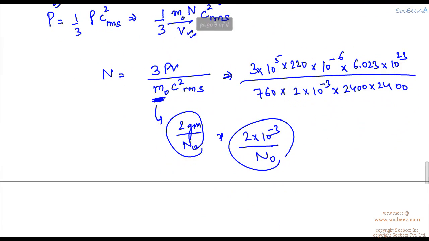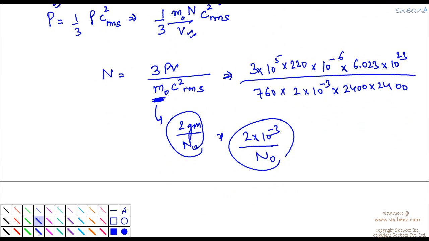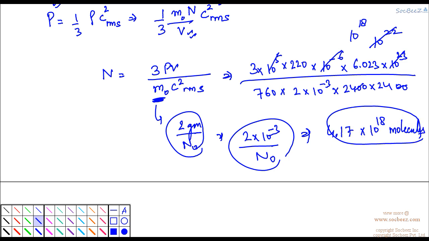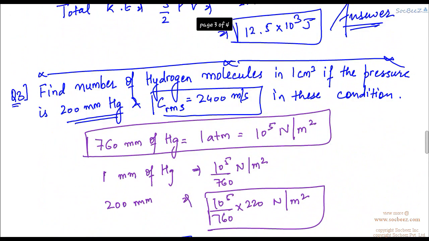So we can see what value this gives. This would be 10 raised to power 5, 10 raised to power minus 1, 10 raised to power 22, 2 zeros from here, 2 zeros from 10 raised to power 18. If we evaluate, this would be 4.17 into 10 raised to power 18 molecules. So this number of molecules are present in this volume.